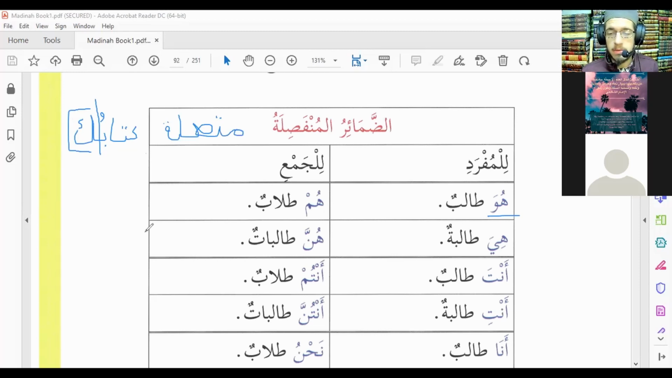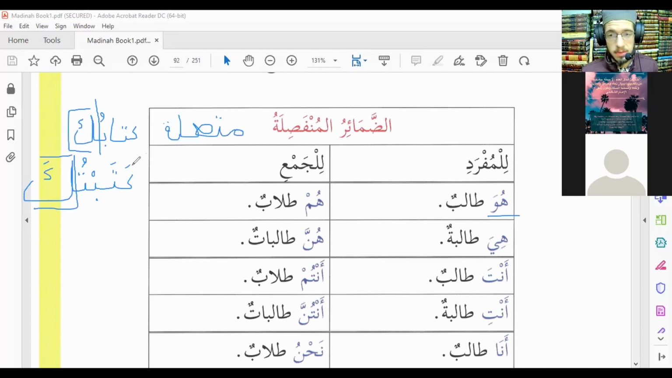If we wanted to pick a verb, I wrote to you, or like the old way they used to say it in English, I wrote you, we could say katabtuka. Recall our conjugations here: katabtu, meaning I wrote. Katabtuka. Okay, so this is exactly the same thing in the sense that the pronoun here is the same.